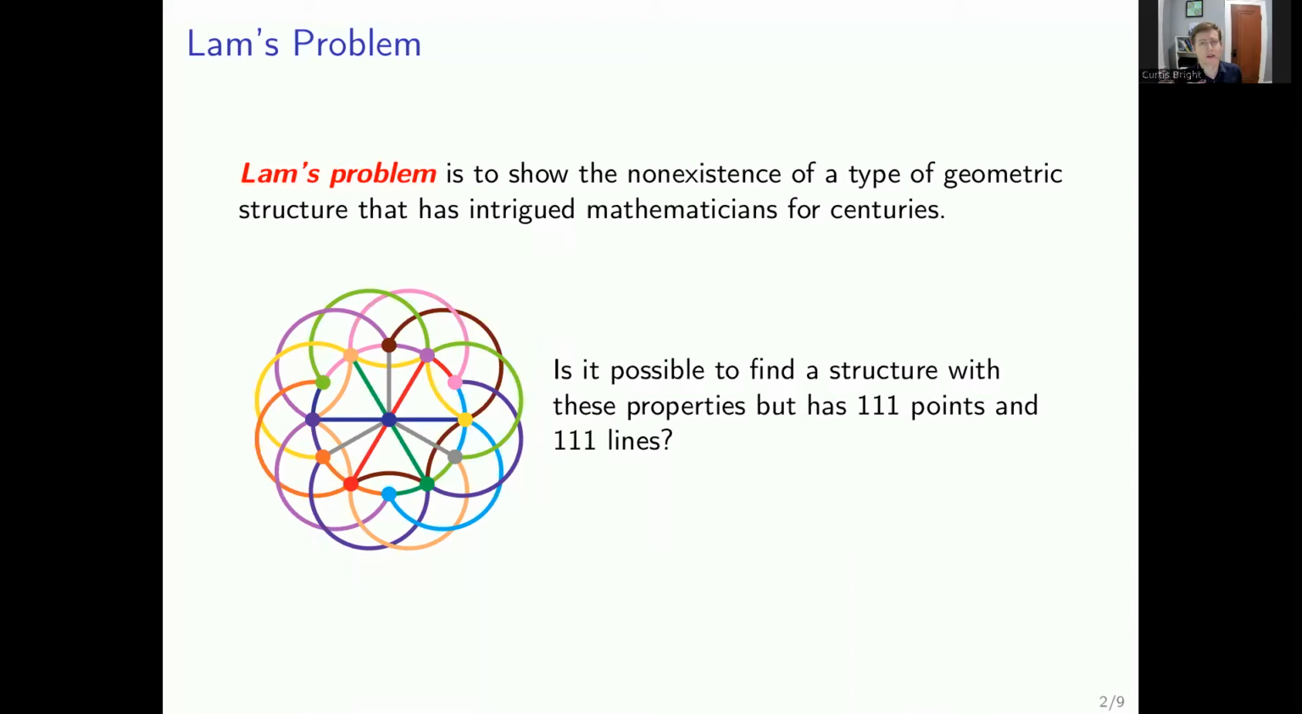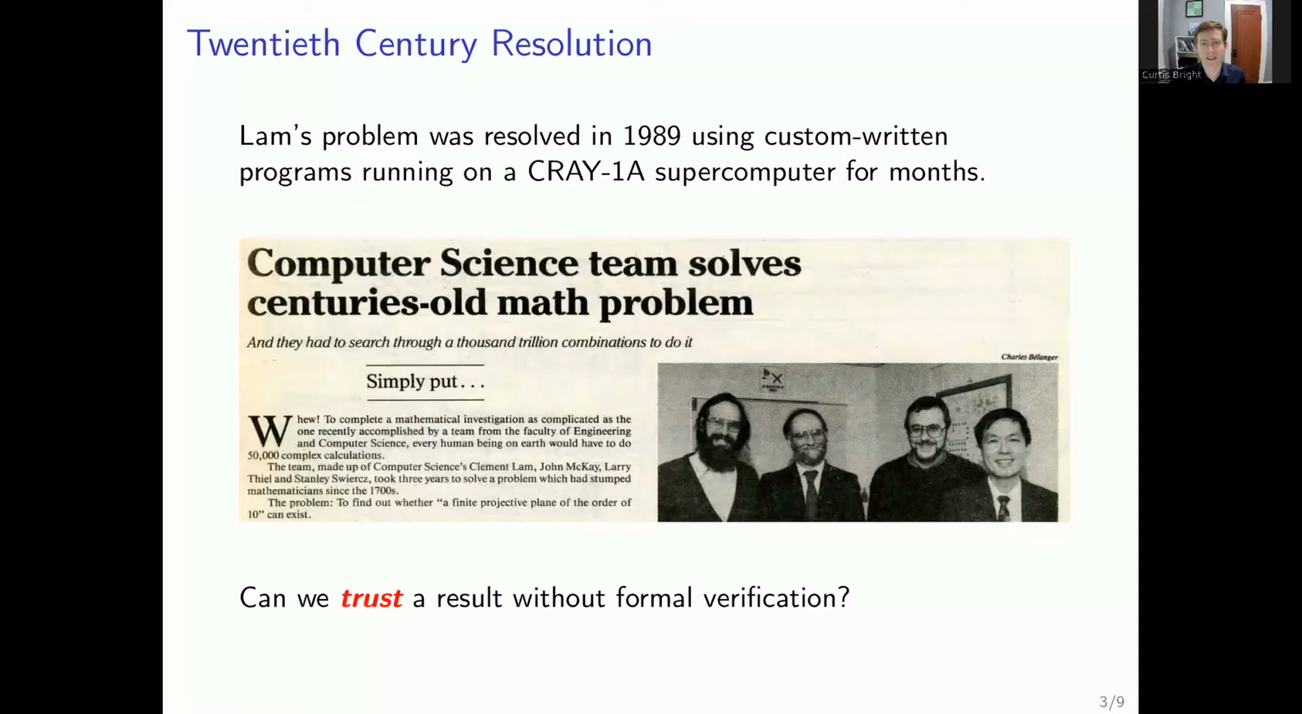Just the number of ways you could try to construct this is so enormous. You can't just write a computer program to do a brute force search. And nobody knows any way to actually construct this theoretically. Some mathematicians conjectured that it should exist; some conjectured it didn't exist. This was an open problem for hundreds of years. And eventually it was solved by Lam, who was a mathematician at Concordia University. Along with a team of programmers, he solved the problem using a supercomputer search.